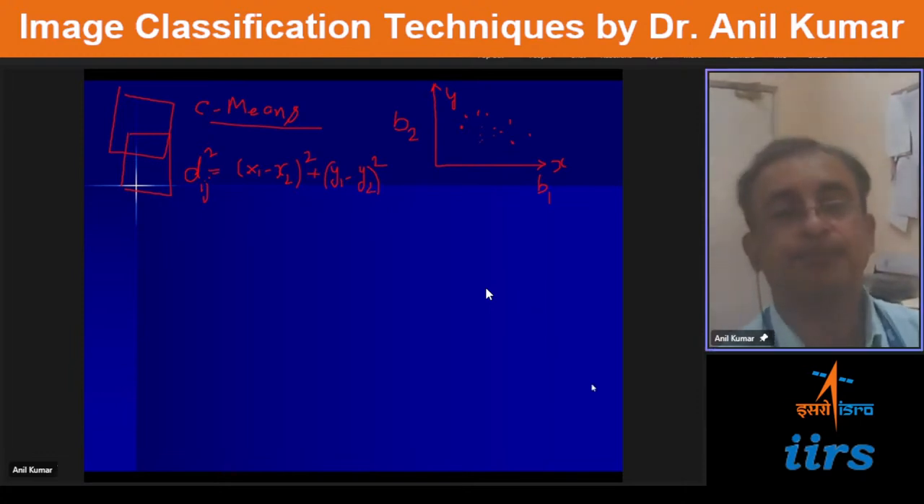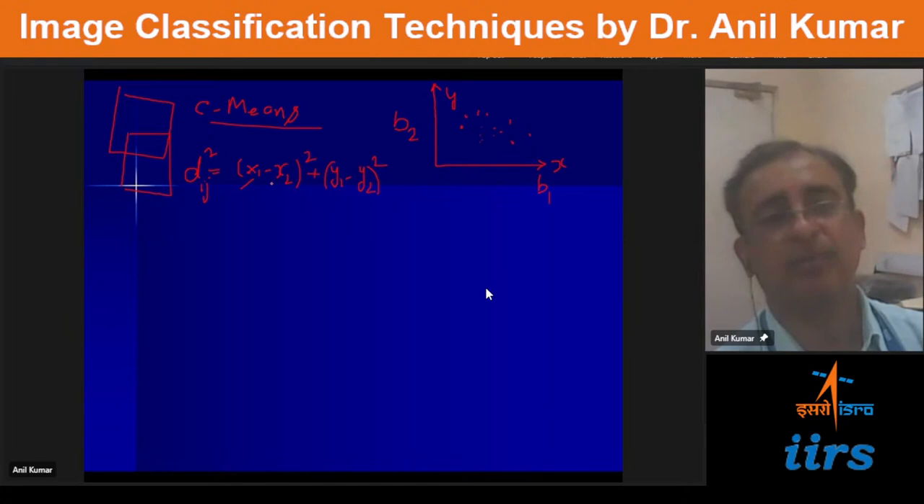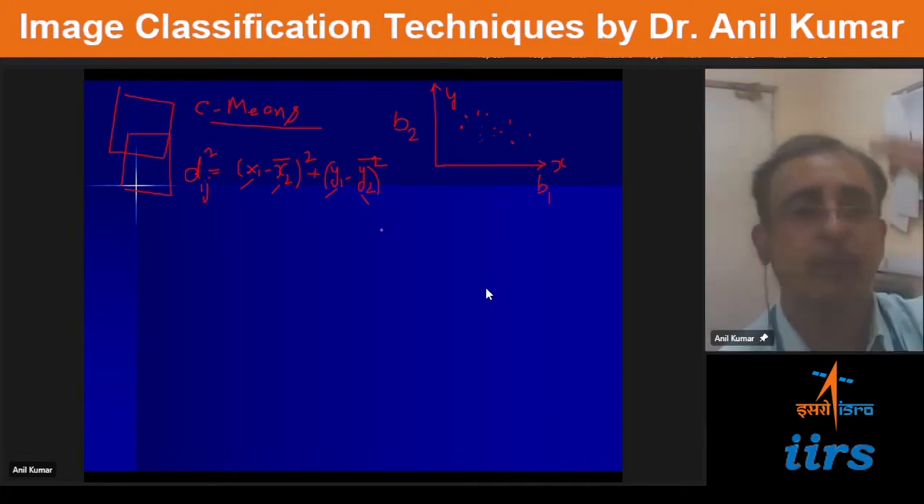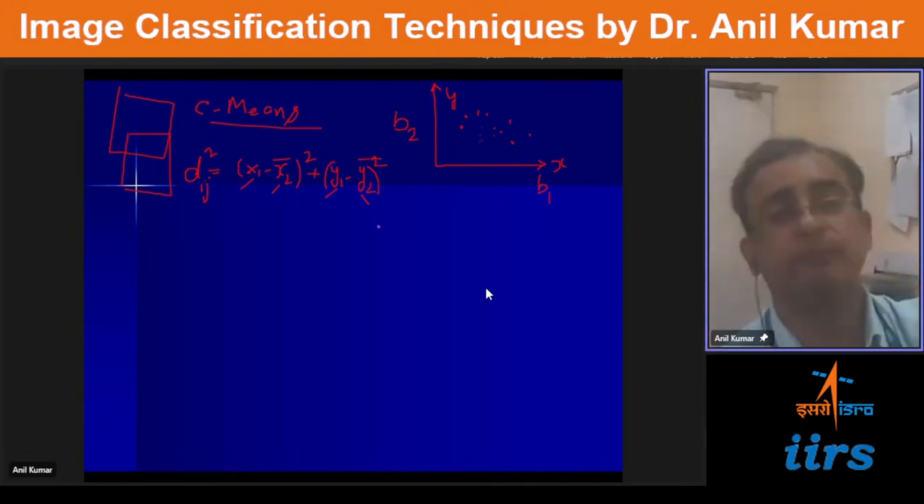So here the distance has been calculated. Here this is the pixel coming from band 1, this from your band 2, and then again y1 and y2. So this is your band 1 unknown pixel, and this is the mean from band 1, and this is the band 2 unknown pixel, and this is the mean from band 2. So here I can write bar, that is the mean value I'm taking for Euclidean distance.